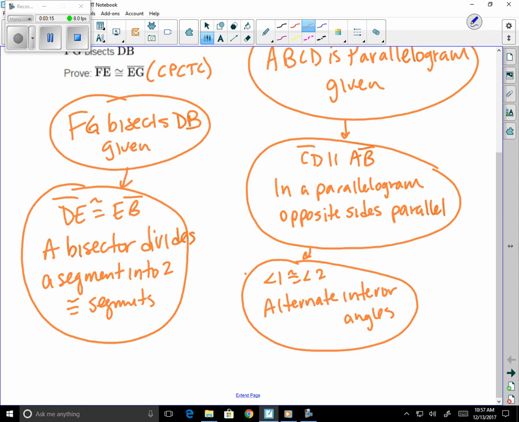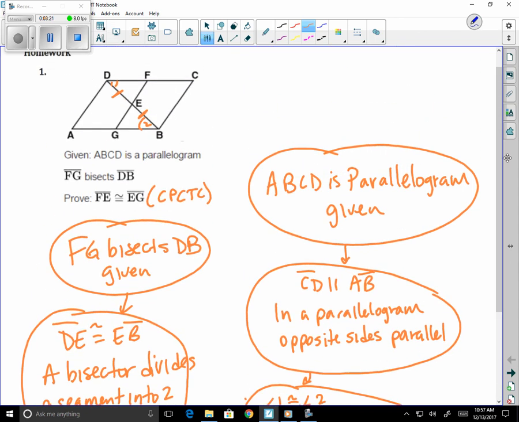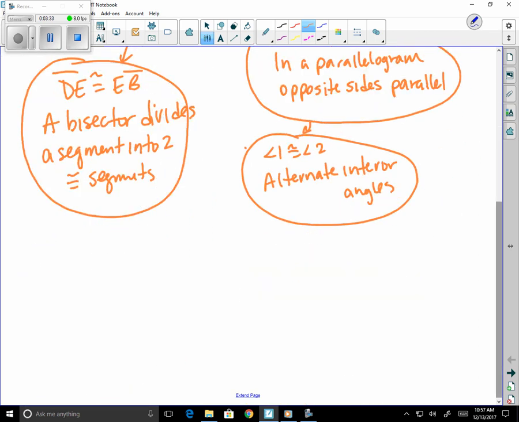So now I have a set of sides that are congruent. I have a set of angles that are congruent. I've used both givens. So then I have to look back at my picture and hopefully you remember vertical angles telling us that angles 3 and 4 are congruent. So now I could say angles 3 and 4 are congruent by vertical angles.